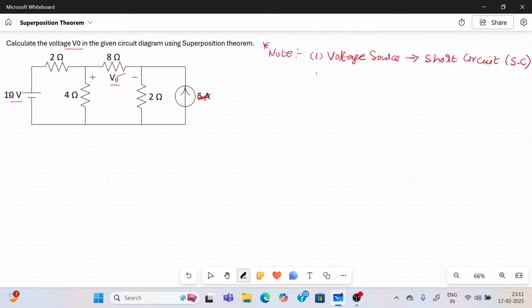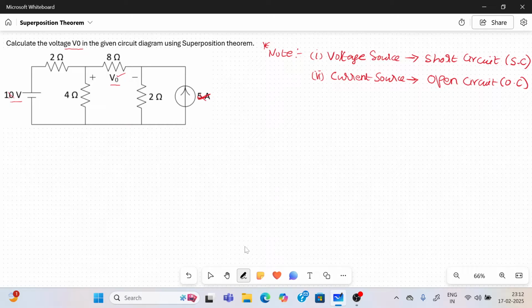Next, the second one is the current source. Mostly there are only two kinds of independent sources, voltage source and current source. So what to do with the current source? The current source becomes zero when your circuit is open. If you want to remove the current source, then the current source terminals should be open circuited.